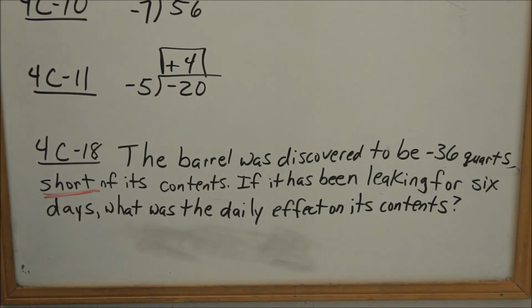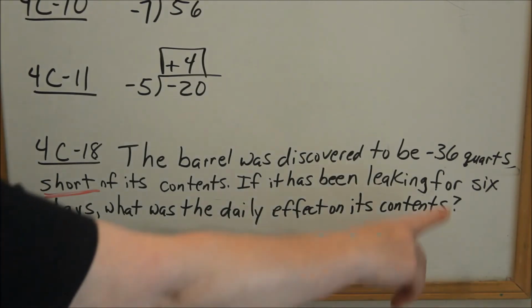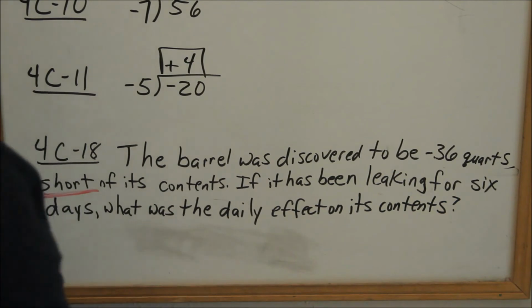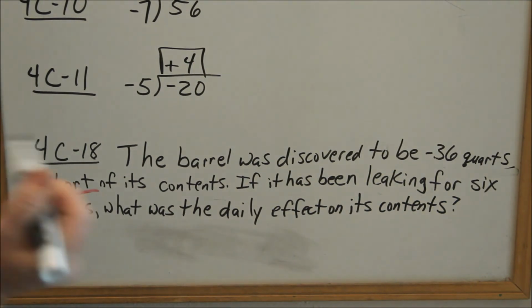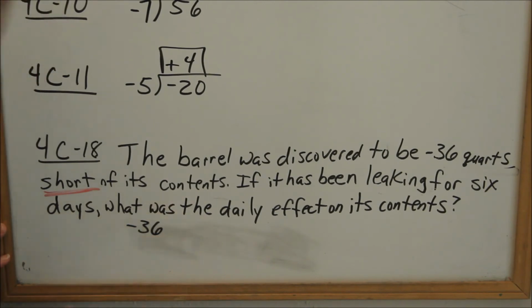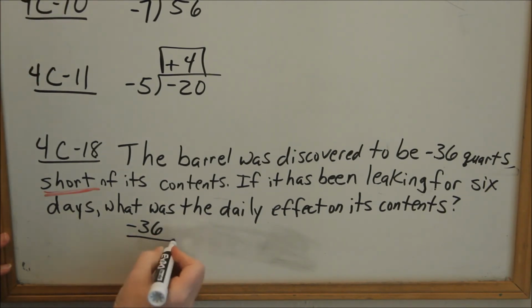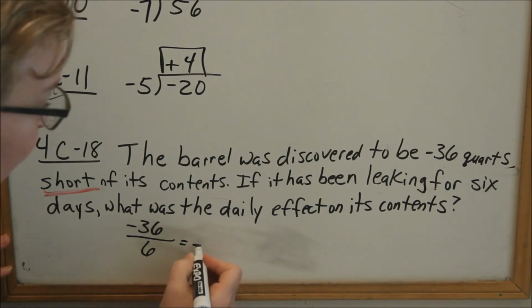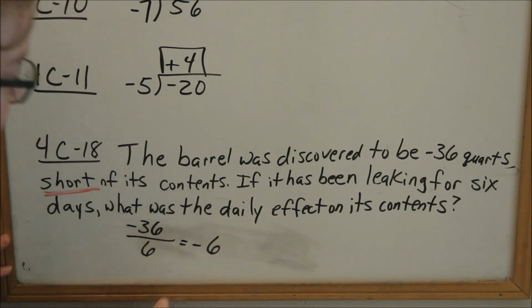So the first thing you have to determine is what operation you are doing. Are you adding, subtracting, multiplying, or dividing? Well, if you were short, or you have a negative 36, and you're going to spread that out over 6 days, that would be a division problem, okay? So if you're short 36 quarts, or negative 36, then we're going to divide by 6. A negative divided by a positive is a negative, and 36 divided by 6 is 6.